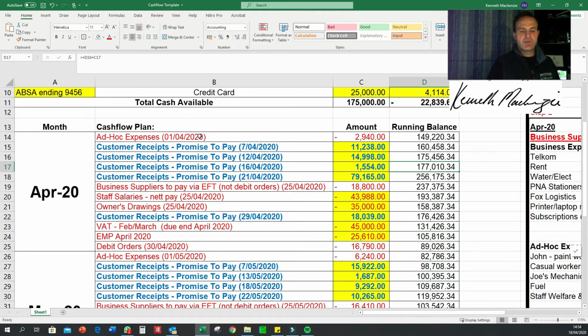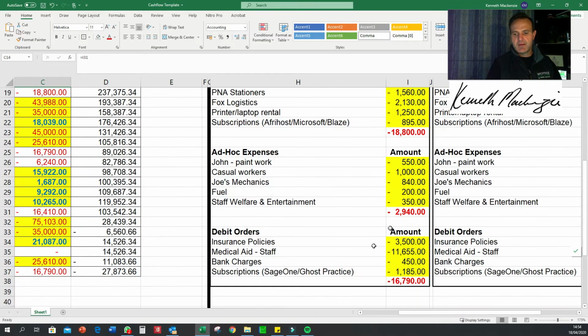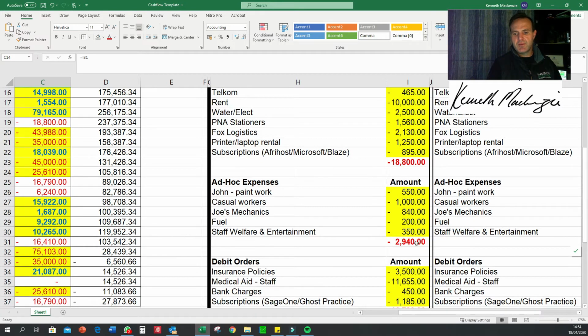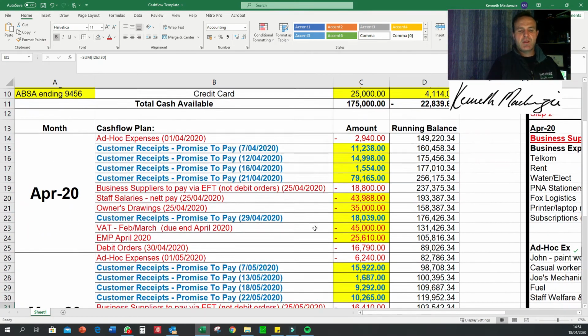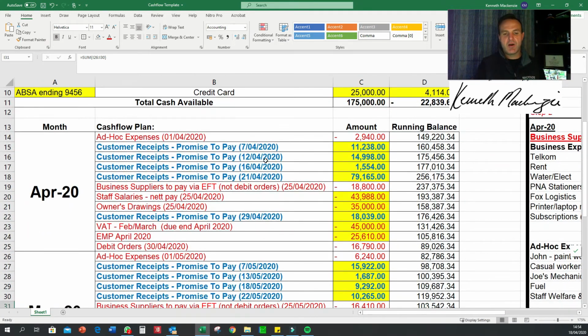We have ad hoc expenses which we're paying at the beginning of April. That 2940 already populates from our table where we've calculated our ad hoc expenses. Then we're going to have customer receipts. Now our customer receipts, this is very important. This is cash that we need to receive to keep on trading.